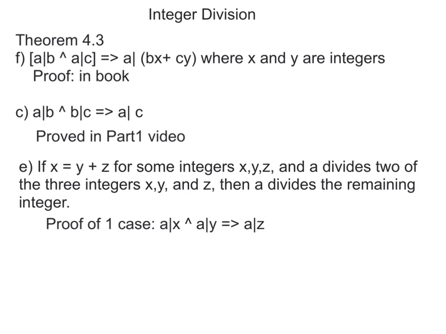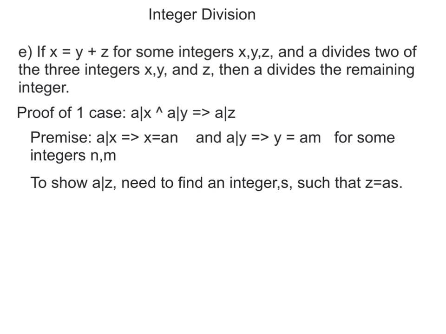We are going to look at the case where a divides x and a divides y. The case of a divides x and a divides z is totally analogous. The case where a divides y and z I will leave to you. I start by looking at my givens that a divides x and a divides y. Well, if a divides x, that implies x is equal to a times n for some integer n. And if a divides y, then that implies y equals a times m for some integer m.